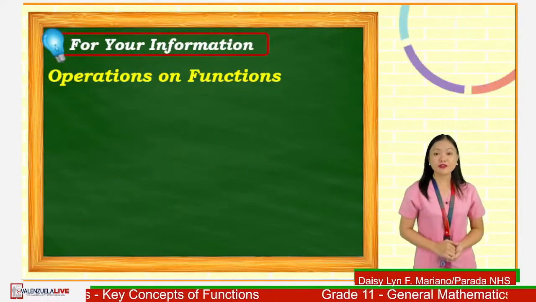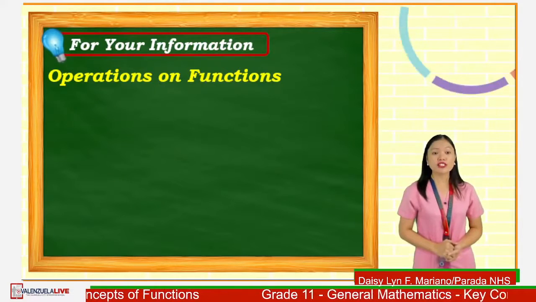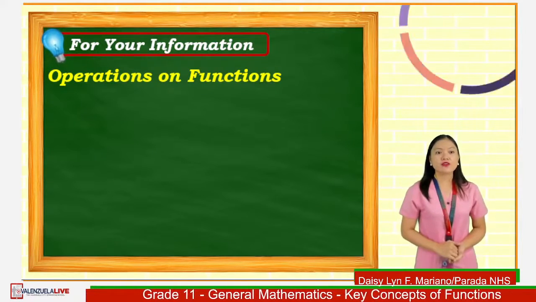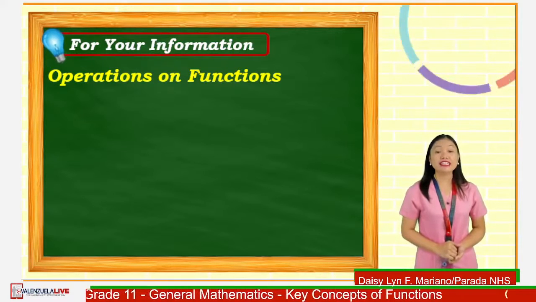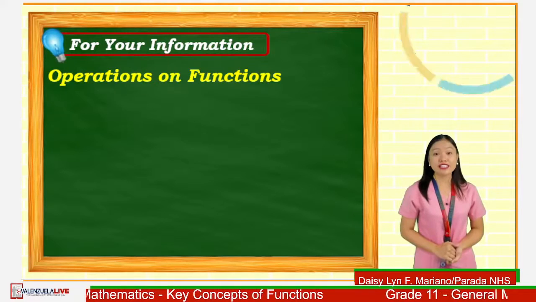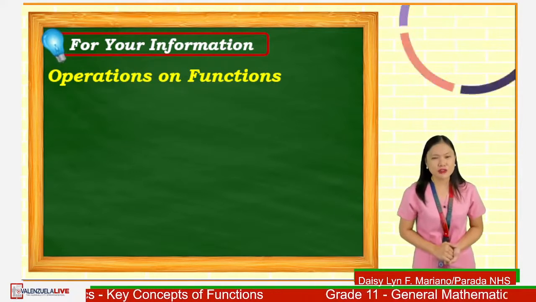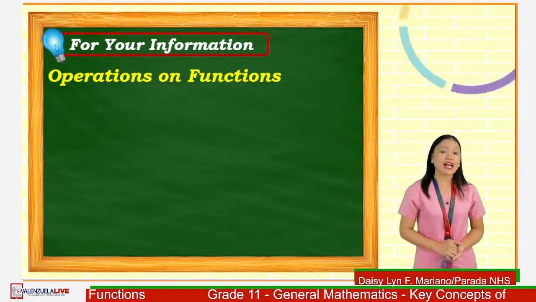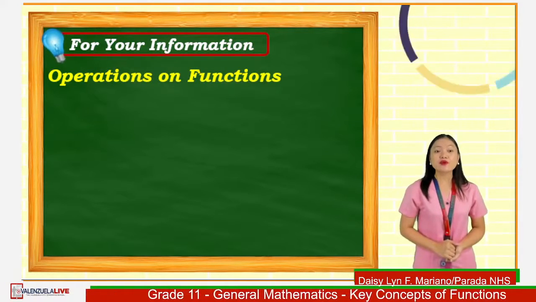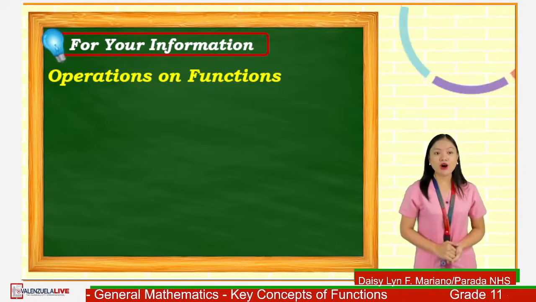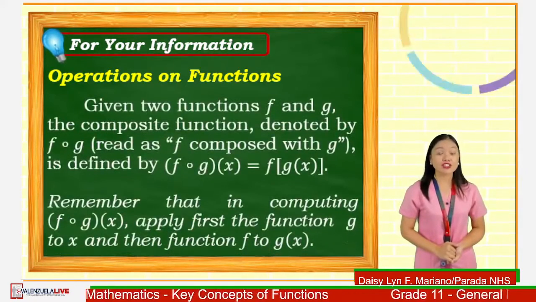We've done the first way to obtain new functions from the original functions. That is, through addition, through getting the sum, difference, product, and quotient of the given functions. Can you follow with our discussion? Great! Now, let us have the other way of obtaining a new function, which we will call composite function.